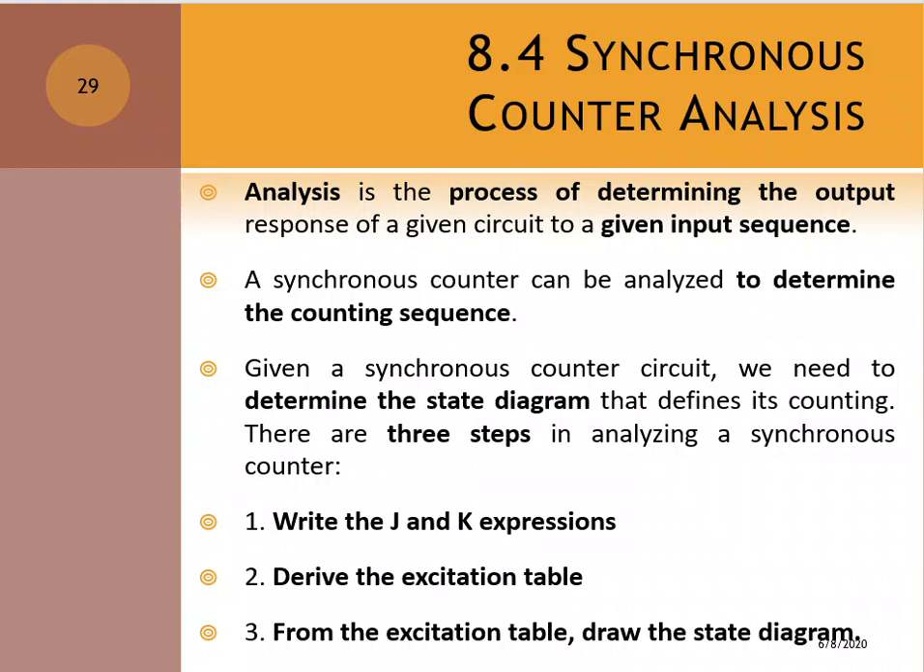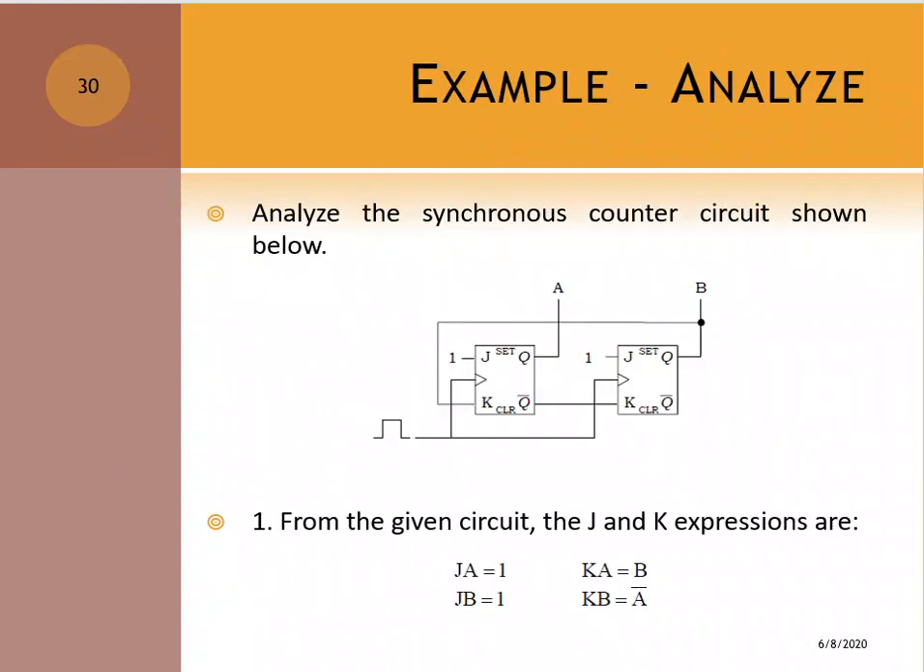Okay, the reverse process. Given a synchronous counter circuit, we need to determine the state diagram that defines its counting. There are 3 steps in analyzing a synchronous counter. First, write the JK expressions. Second, derive the excitation table. And third, from the excitation table, draw the state diagram. Okay, let's try with one example.